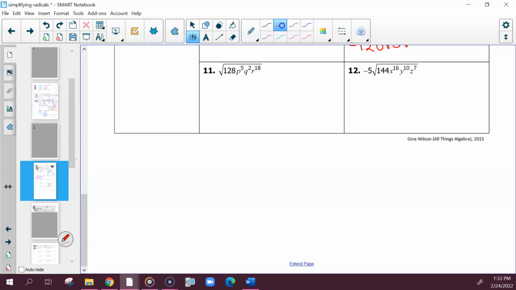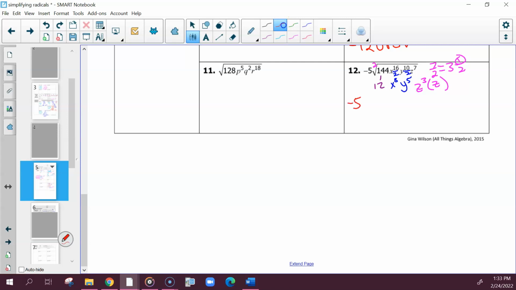All right, let's do one more of these, and then we'll move on to cube roots. Okay, 144 is a perfect square. We know that to be 12. I'm not going to go through the factors. 16 is an even number, so if we divide that by 2, we have x to the 8th. 10 is an even number, so if we divide that by 2, we have y to the 5th. Z is not an even number, so 2 goes into 7 3 times with 1 left over. So we have z to the 3rd that comes out with 1 z left over.